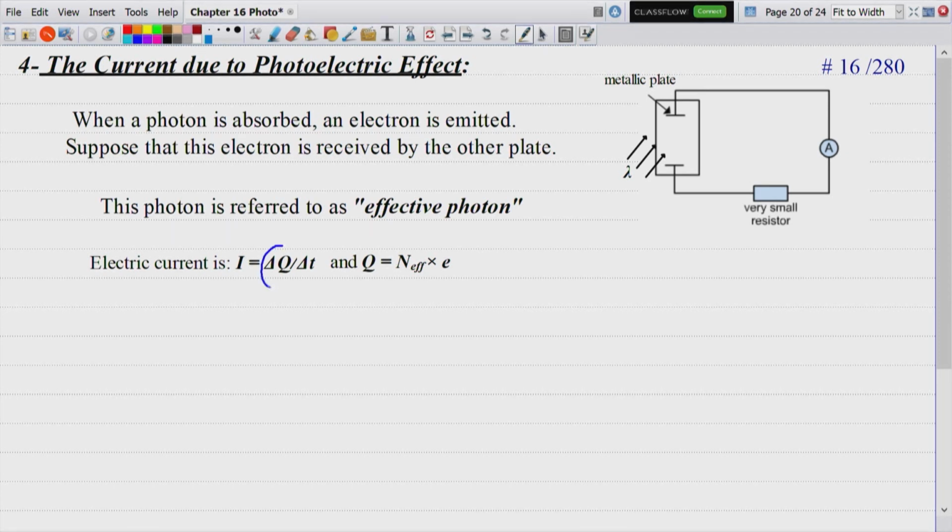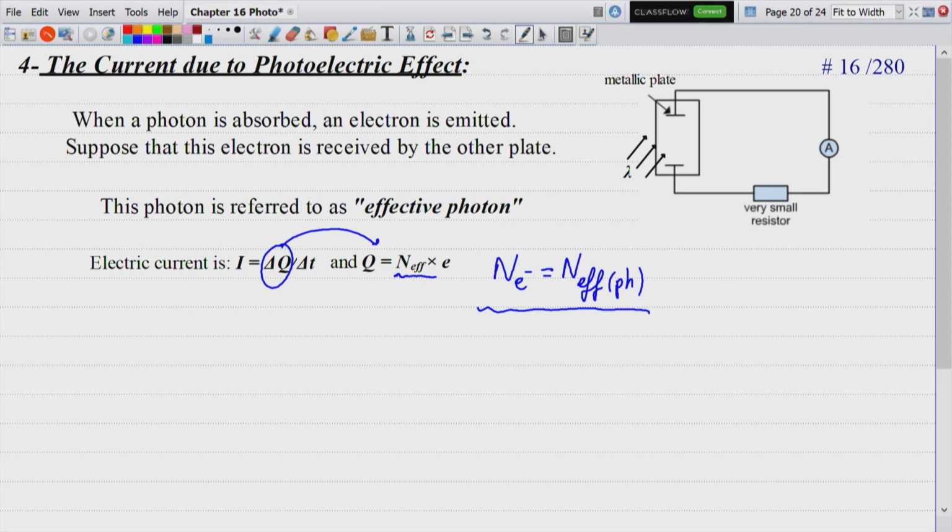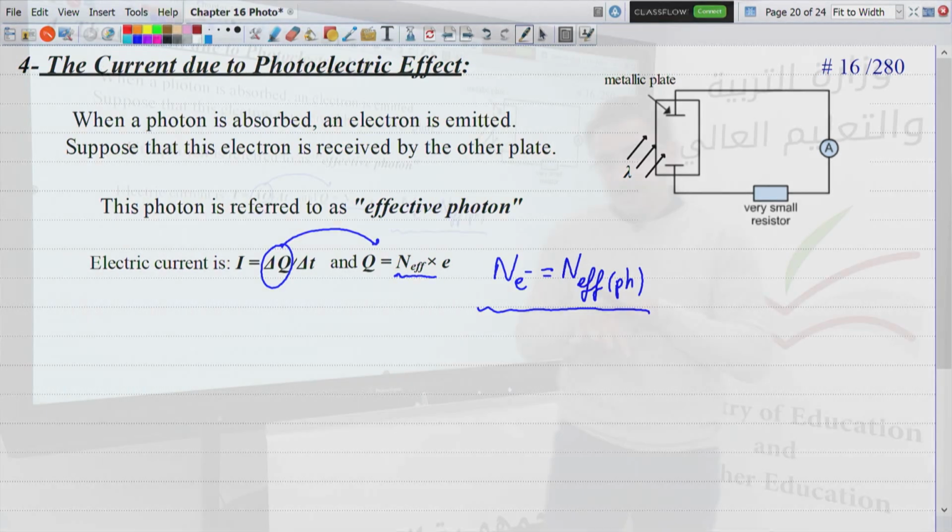Charge is the number of electrons equals number of effective photons. So the charge is the number of electrons times the electric charge unit. Here I didn't put the number of electrons directly; I put the number of effective photons, because every photon that was effective will release an electron. Okay? So using this we can calculate the current. From the current we can find the number of effective photons. So here we finish our lesson.